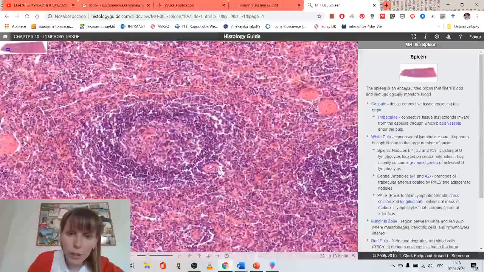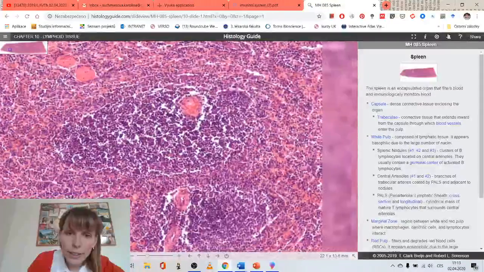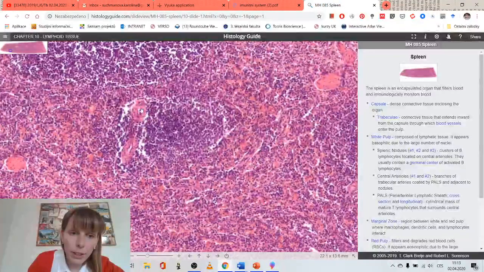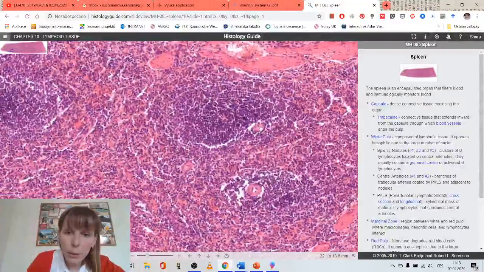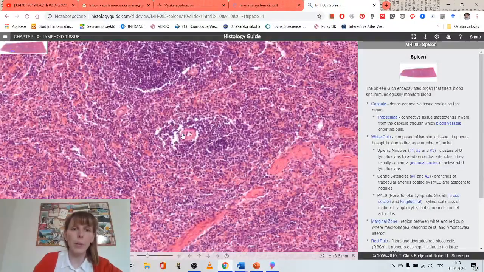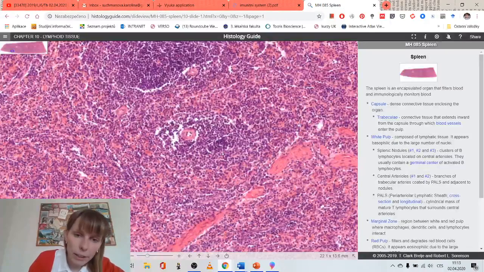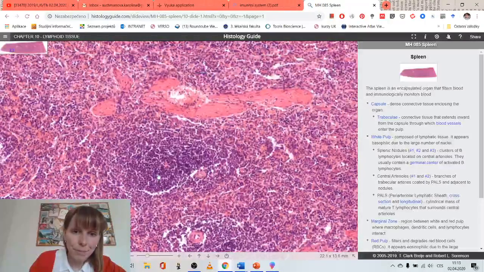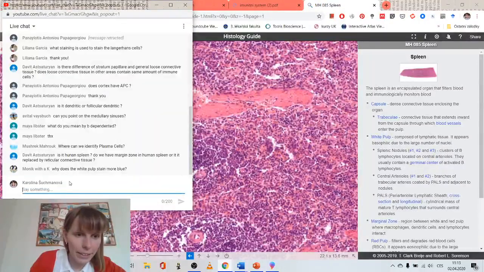So if we go around, you can see that here we have central artery. Here we have central artery which is going like this. Here we have central artery. Here we have one. So every follicle will have the central artery, slightly off center, and around it you will have the sheath. So that's the central artery. I hope that's clear.